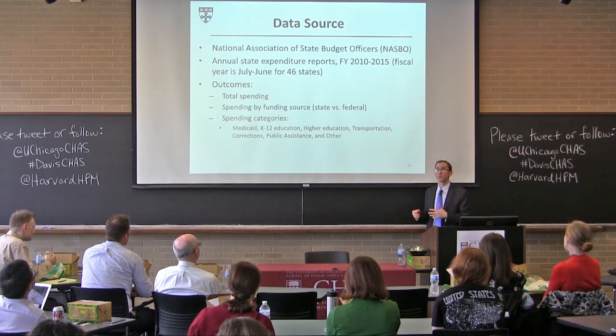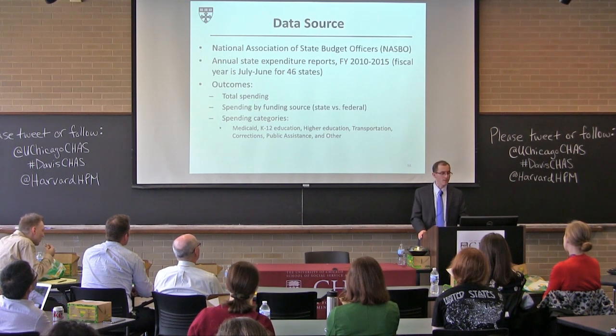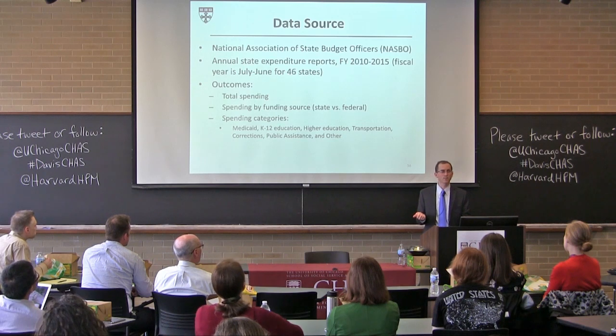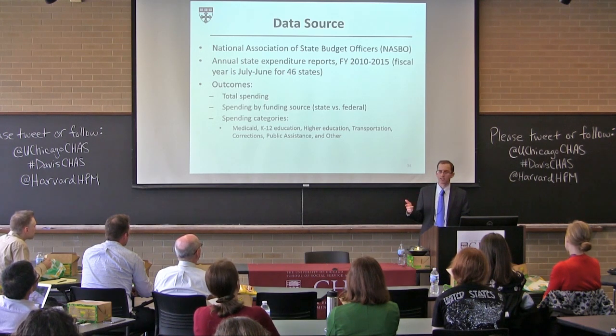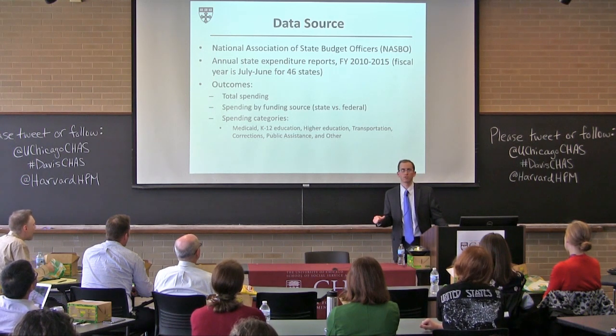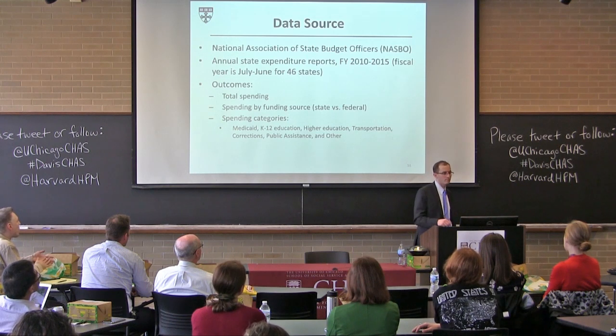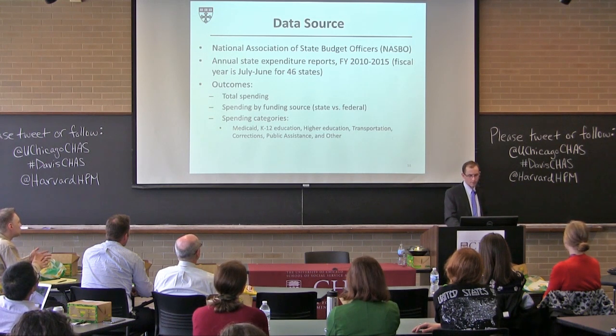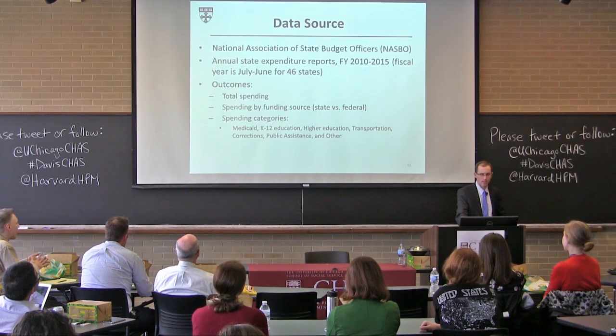Every year they put out these state expenditure reports, lots of interesting information in it. They tell you not only how much states spend, but what they spend it on: education, corrections, transportation, public assistance, et cetera. And they also tell you where the money came from. Did it come from state revenues? Did it come from bonds? Did it come from the federal government? So we look at several of these outcomes for the expansion versus non-expansion states.